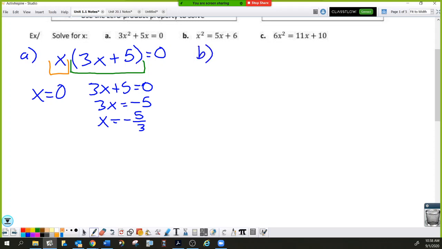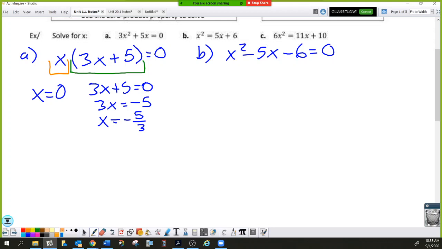Part B. Well, the first step in factoring is making sure that everything's on the same side. They're not all on the same side. And I got to be real with you, I don't like when my x squared is negative. So I would prefer to bring the 5x and the 6 to the left by subtracting them both. So I would get x squared minus 5x minus 6 equals 0. And then it's just straightforward.